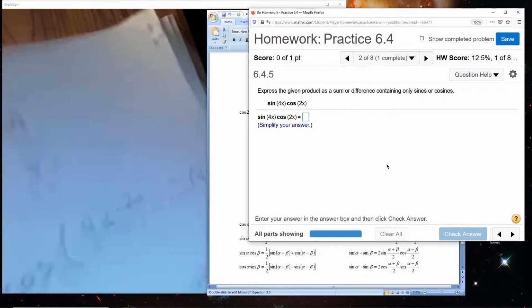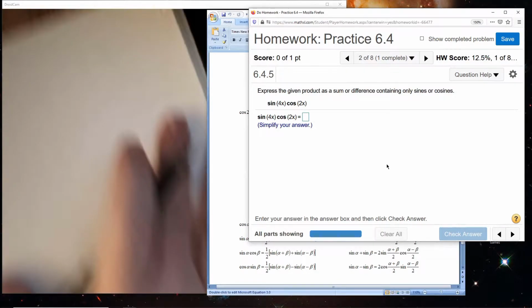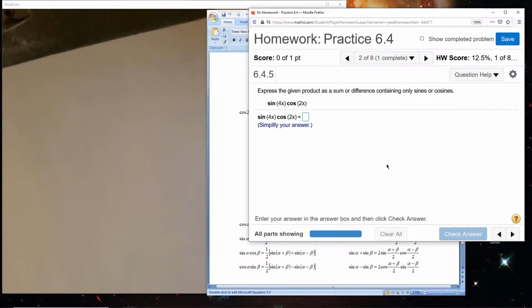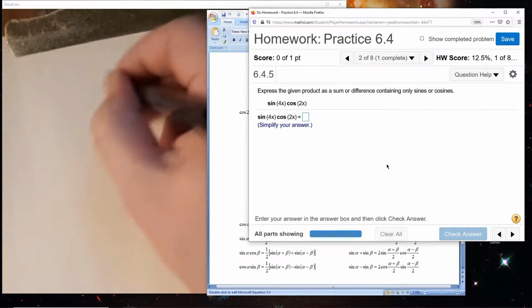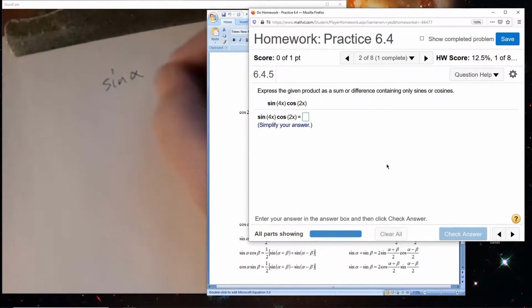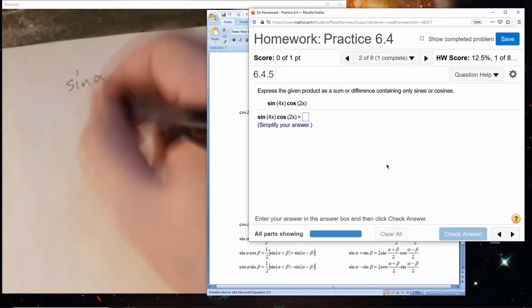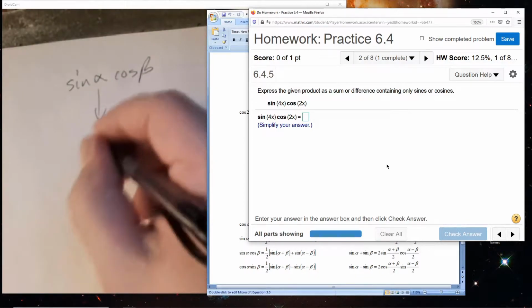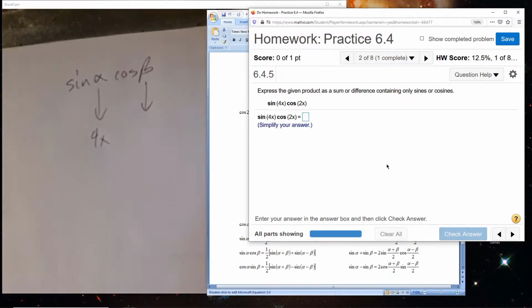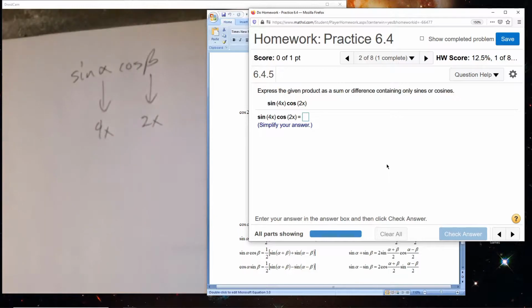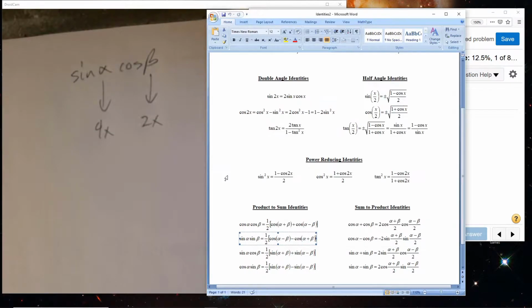So same deal, but can you identify the new identity or the next one? So sine of some number, cosine of some number, and then identify alpha as 4x, beta 2x. We'll go to the sheet, look for which is the sine cosine one, and here it is, the third one.